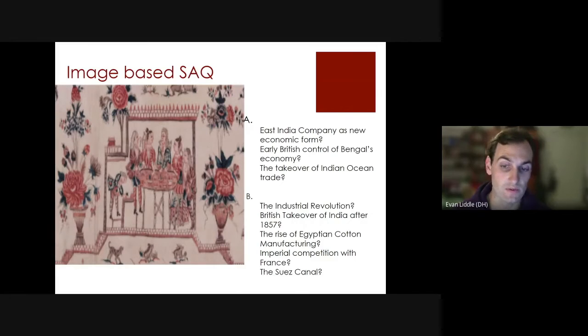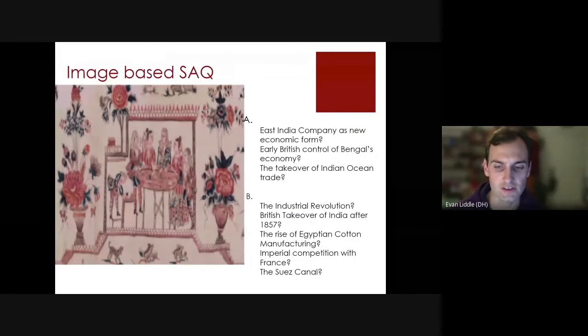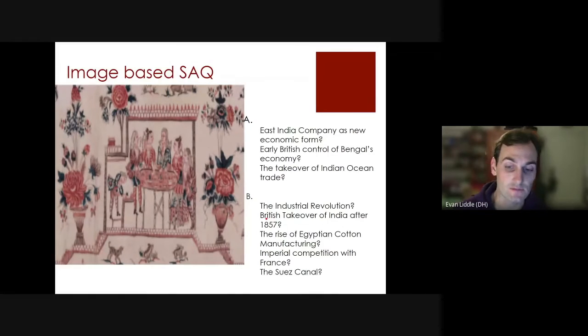So there's that. So it could be any of those. I think I'm leaning towards the East India Company one, but we'll see. The second one, when it's asking about events that are going to come after 1750 that would impact the supply of a textile, probably a cotton textile, there's a whole plethora of possibilities, right?